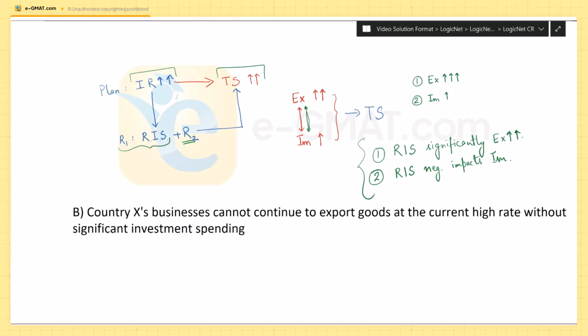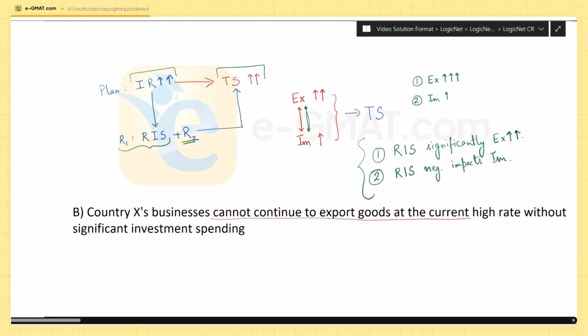Choice B, one of the very popular incorrect answer choices. Let's read it. Country X's businesses cannot continue to export goods at the current high rate without significant investment spending. So choice B links this reduced investment spending with reduction in exports. Now, isn't this opposite of what we need? The correct answer choice should convey that this reduced investment spending can significantly increase the exports.